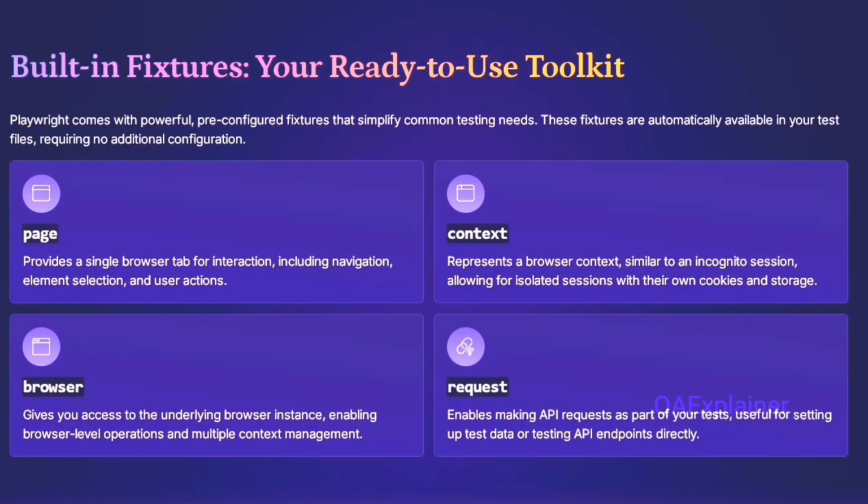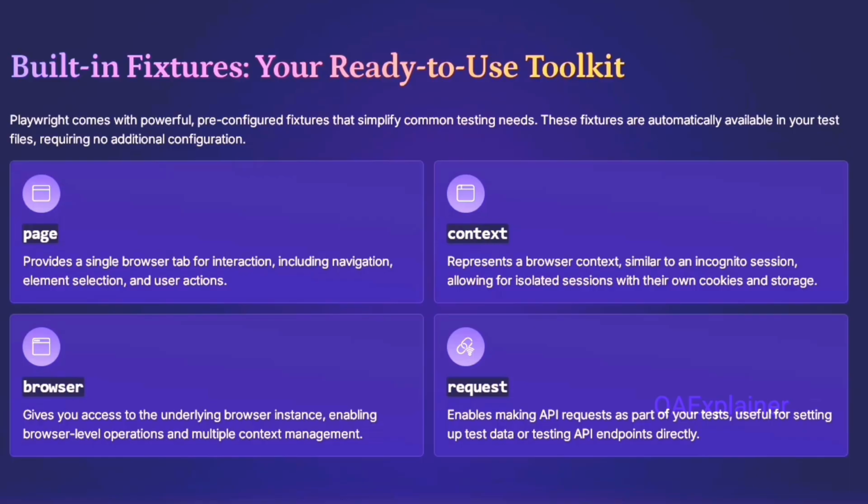Playwright comes with built-in, pre-configured fixtures that we use for common testing. The first is called page. It provides a single browser tab for interaction, including navigation, element selection, and user actions. Then there is context. Context represents the browser context, like private browsing modes, different tabs, and isolated sessions, helping to manage cookie storage and browser storage.